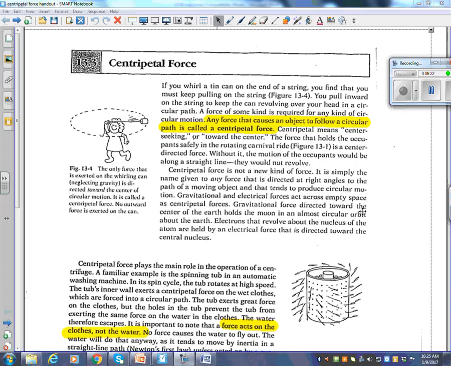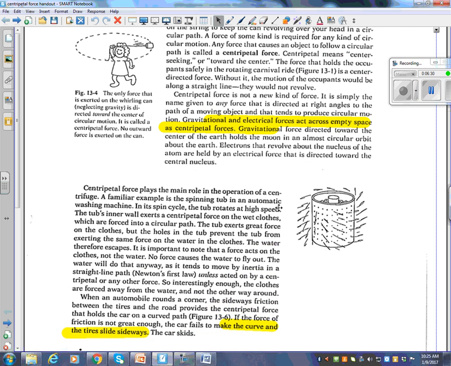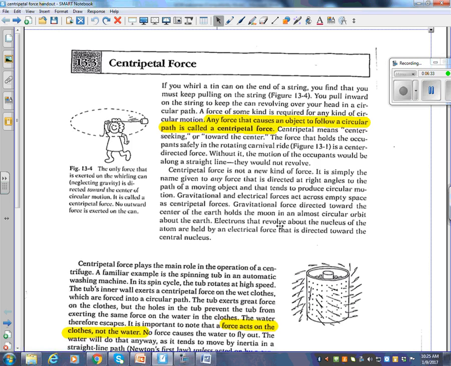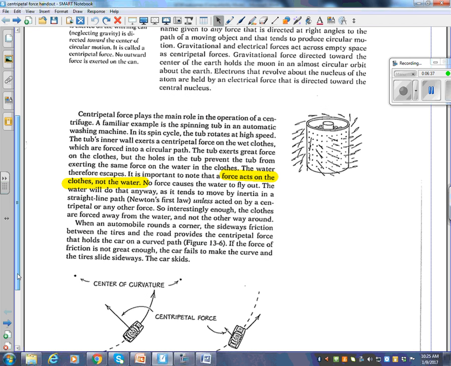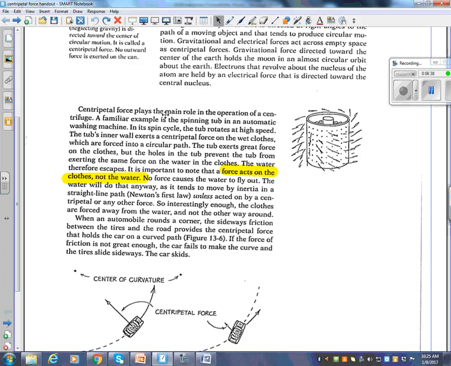Electrons that revolve around the nucleus of the atom are held by an external force directed toward the central nucleus. Centripetal force plays the main role in the operation of a centrifuge. A familiar example is the spinning tub in an automatic washing machine.